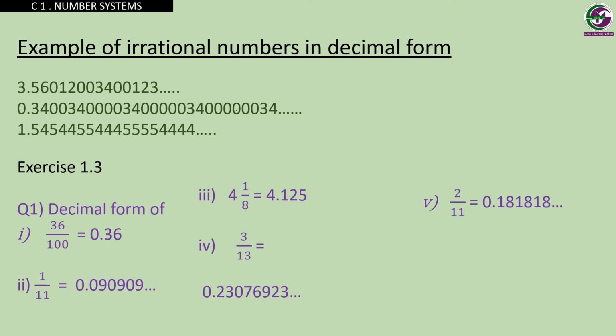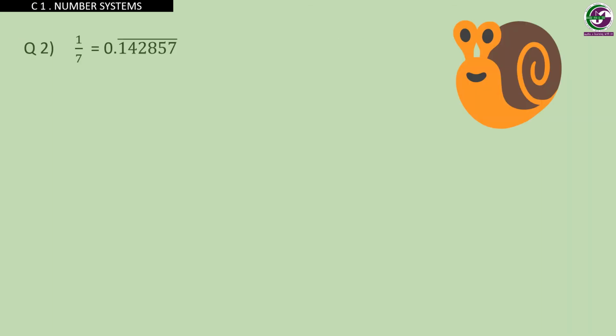Another example is 2 by 11, and this is repeating. 0.18 is repeating, also a rational number. Another example is, you can also do the long division here, and you can see the remainder will be 0, and this is an ending or terminating decimal. Okay, now let us see what is the value of 1 by 7.